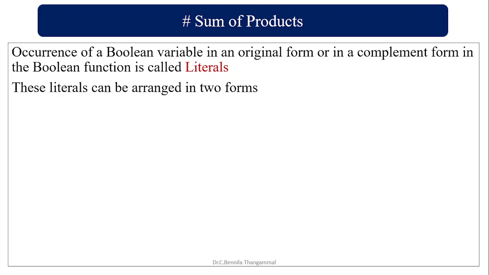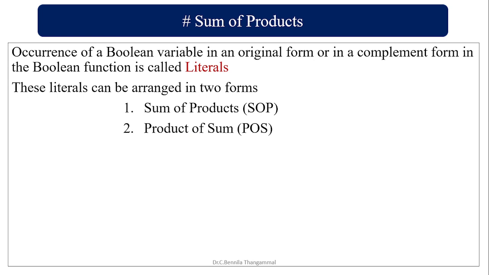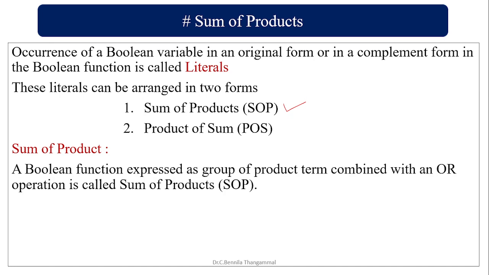Here these literals can be arranged in two different forms. One is sum of products, the other is product of sums. In this lecture, we are going to see the sum of products alone. Sum of products means a Boolean function expressed in terms of a group of product terms, all combined with the help of the OR gate. You know that a product term uses AND, and the addition of all these terms is done by the OR. So all the products will be summed, that is sum of products.